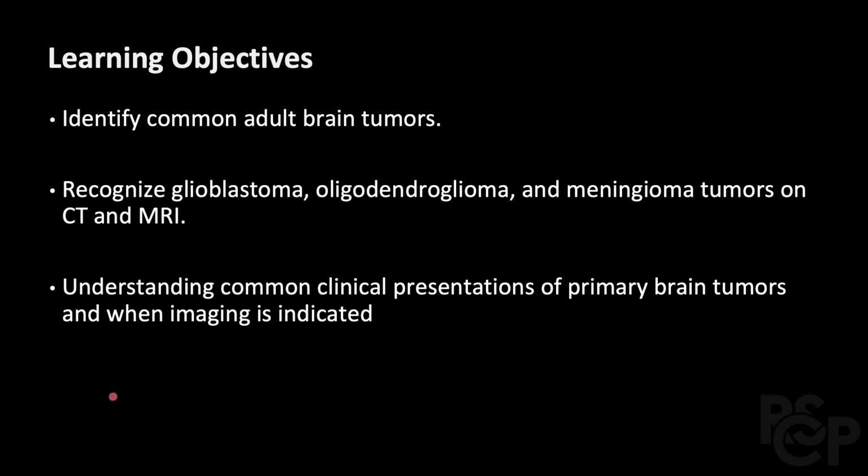I'm here to talk about adult brain tumors, and this is part 1 in a 2-part series. The learning objectives for this video are to be able to identify common adult brain tumors on imaging, specifically glioblastomas, oligodendrogliomas, and meningiomas. We also want to make sure that by the end of this you understand common clinical presentations of primary brain tumors and when imaging is indicated.